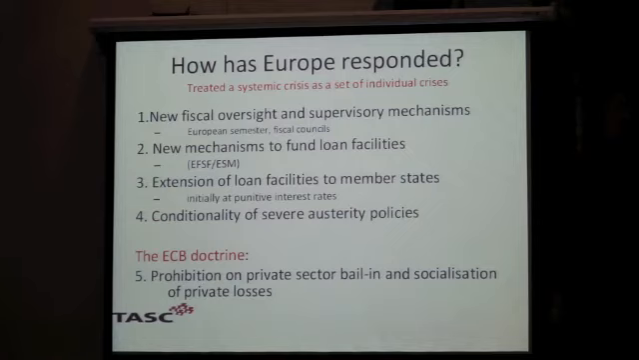So how has Europe responded? Well, it responded by immediately creating new fiscal oversight and supervisory mechanisms. This was the European semester, the introduction of fiscal councils, which we've just seen in Ireland. They've just produced their first report. New mechanisms to fund loan facilities. This was the EFSF and the ESM, two very flawed institutions as currently constituted. The extension of loan facilities to member states, which was initially at punitive interest rates. The idea being that you would discourage countries from wanting to enter a program. If you set the interest rate too low, they would all apparently jump to get into it.